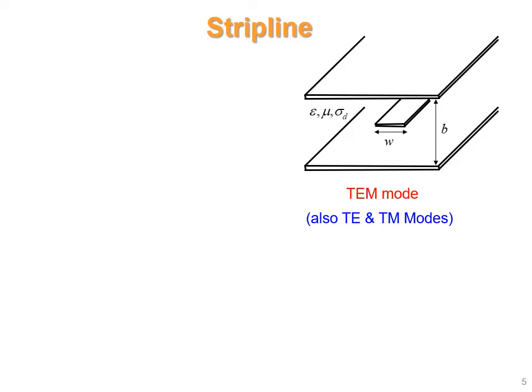If you see the structure of the strip line, at the center there is a conducting transmission line having the width W. The thickness of this conducting path will be very small. That is T, and T is nearly tending to 0.